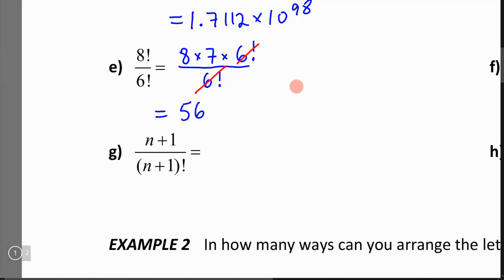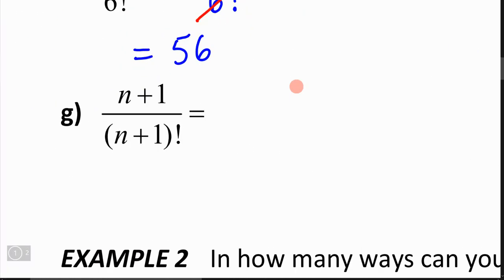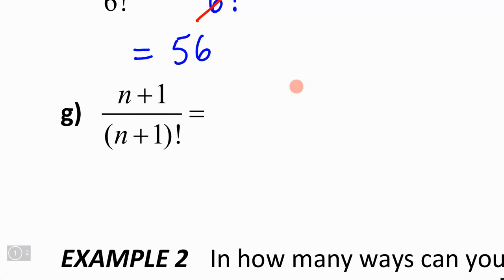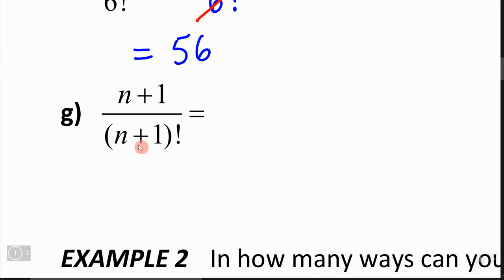What about a little bit of expressions with variables and things like that? Well, you're going to have to know how to do this in this course as well. So n plus 1 over n plus 1 factorial, you notice that maybe there is some way I can cancel this out from the top and the bottom. Well, let's just see how that looks. So n plus 1 is on the top.